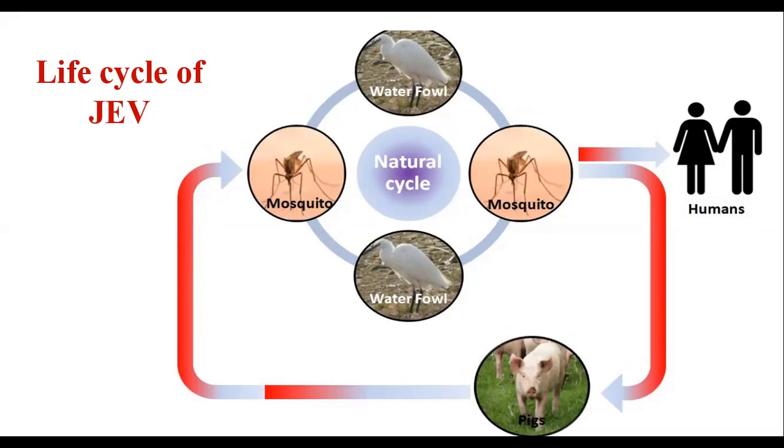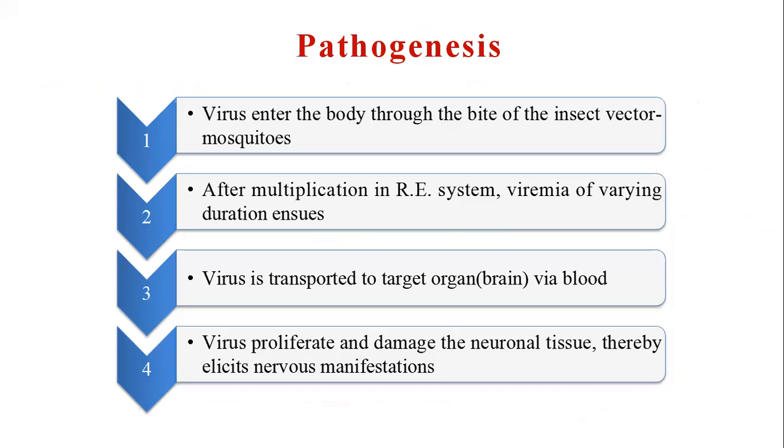Next one is the pathogenesis. The virus enters the body through the bite of the insect vector, the mosquitoes, Culex mosquitoes specifically.